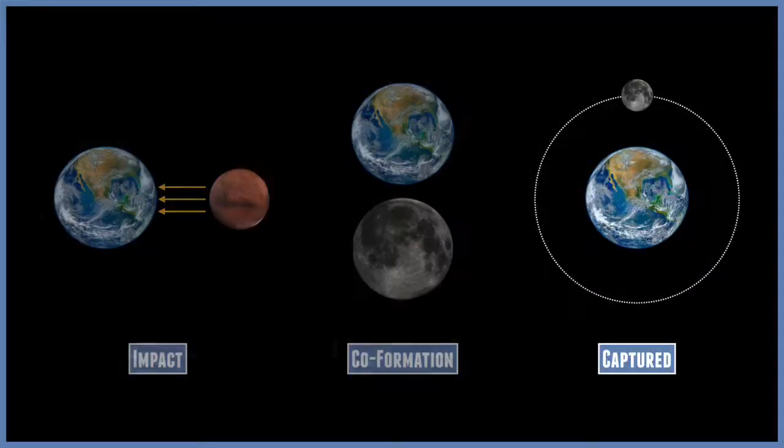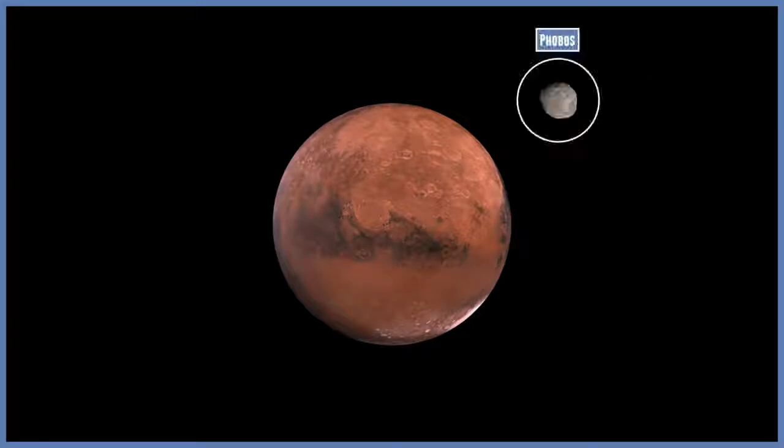The third one is called a capture theory, and this is rather plausible. A great example of this is the moons of Mars, Phobos and Deimos. These are basically captured asteroids, taken in by the gravity of Mars. So they are technically moons, even though they're not spherical.